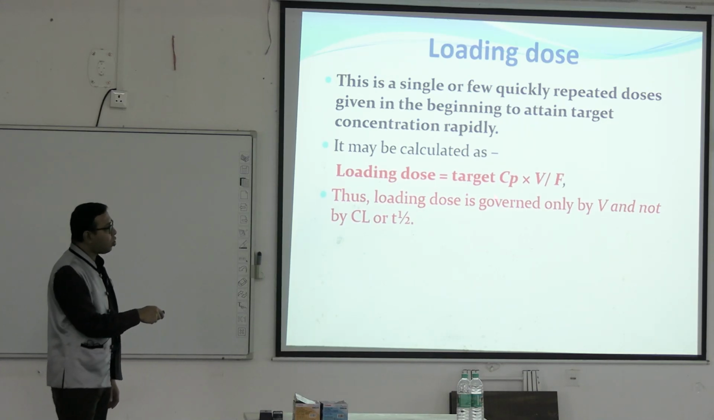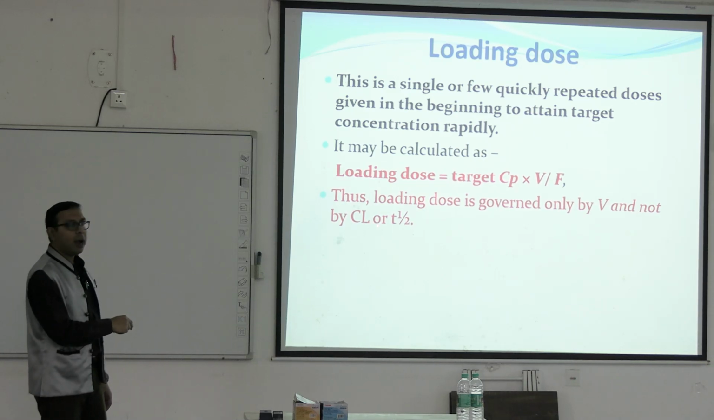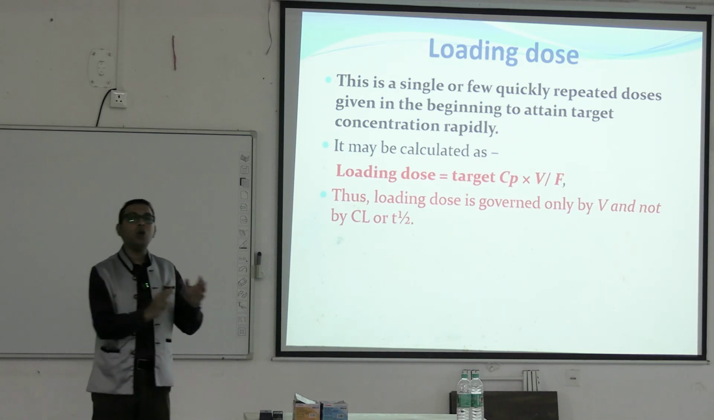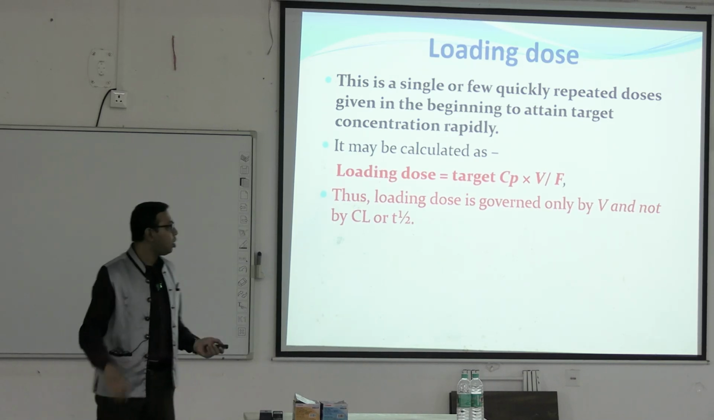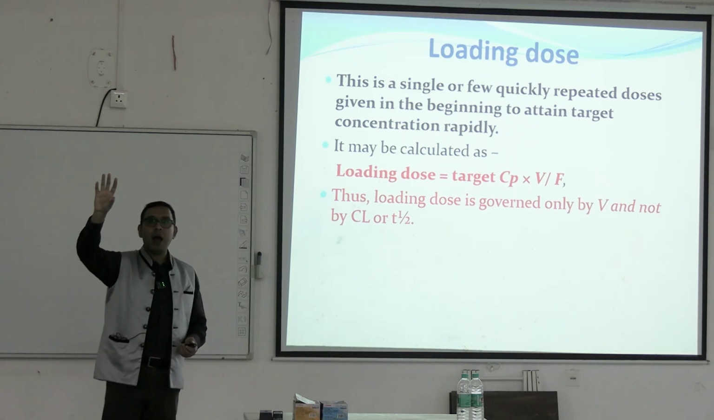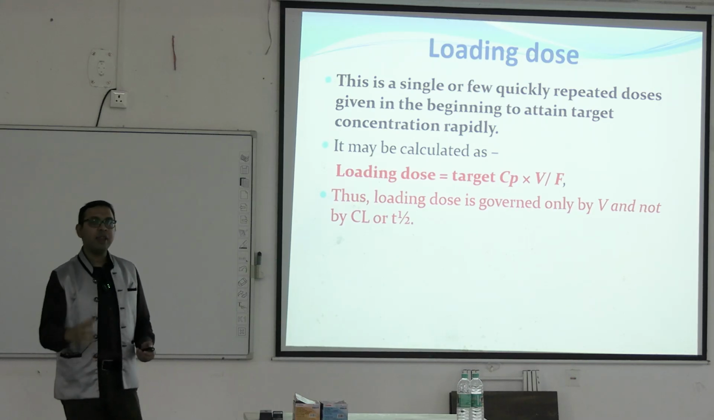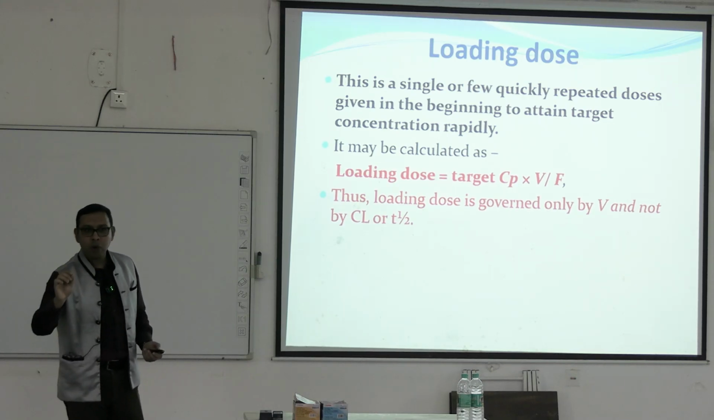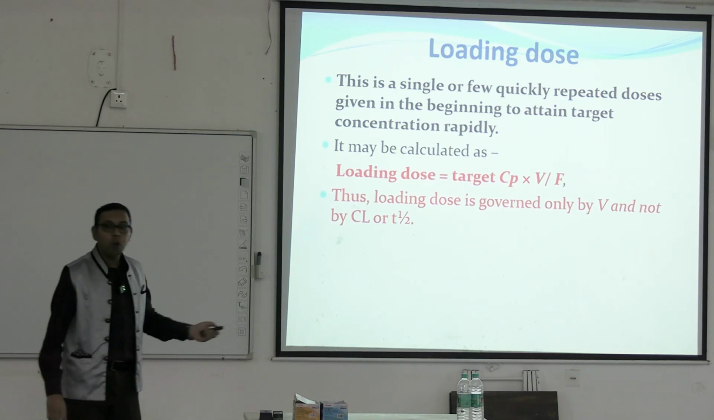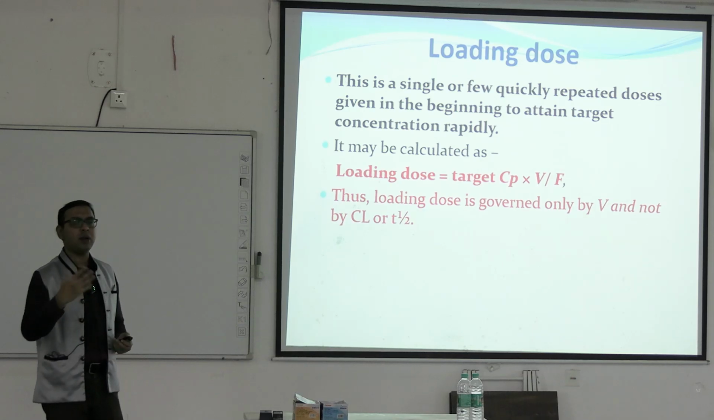So here the loading dose is governed only by the volume of distribution and not by the clearance or the half-life of the drug. So the volume of distribution mainly determines the loading dose. We know that the target concentration is needed for an effective dose, and we need it quickly, right now. So we have to inject a large amount of the drug. What amount? That is calculated by the target plasma concentration times the volume of distribution, divided by F, the fraction needed for the oral drug or others.